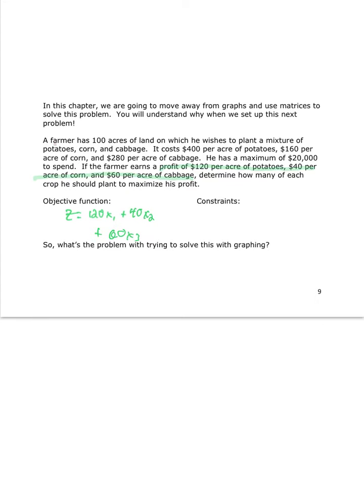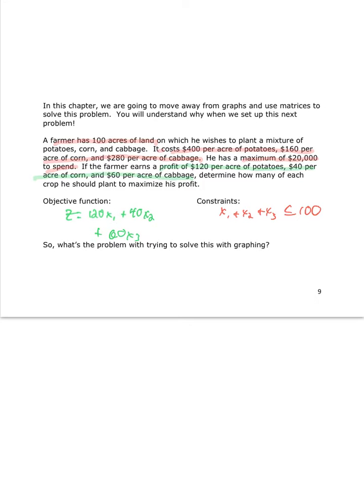The first constraint I see is I only have 100 acres of land. So x1 plus x2 plus x3 has to be less than or equal to 100. I also notice, in rereading the problem, I've got a maximum of $20,000 to spend. And here are some costs that are associated with that.